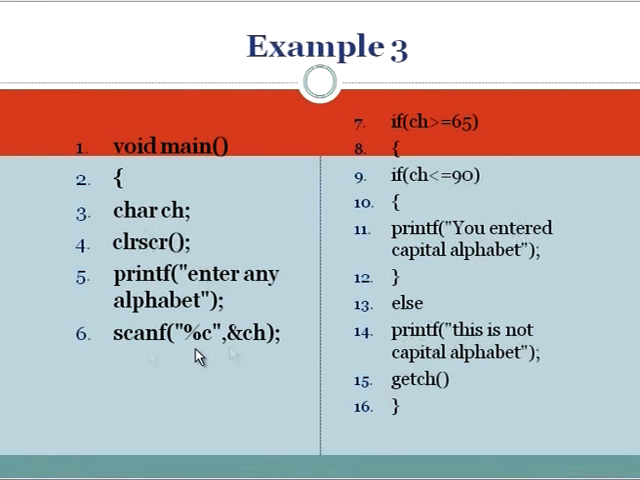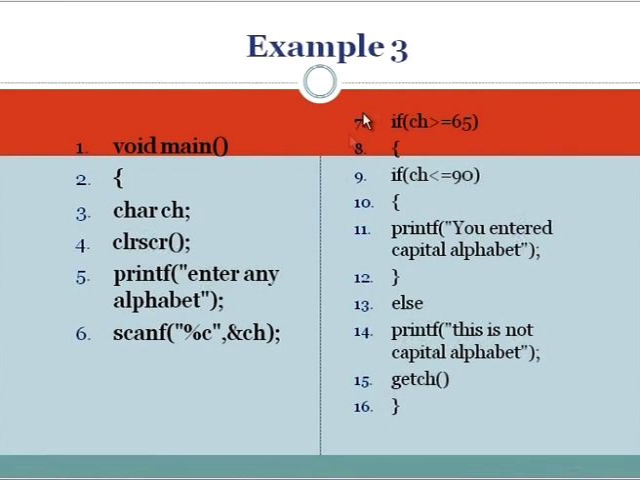As the data type of ch is character, therefore we use the format specifier as %c. When we have entered the value, then the conditions will be checked. As we know, for capital alphabets, ASCII codes start from 65 and are up to 90. Therefore, all the capital alphabets lie between 65 and 90.